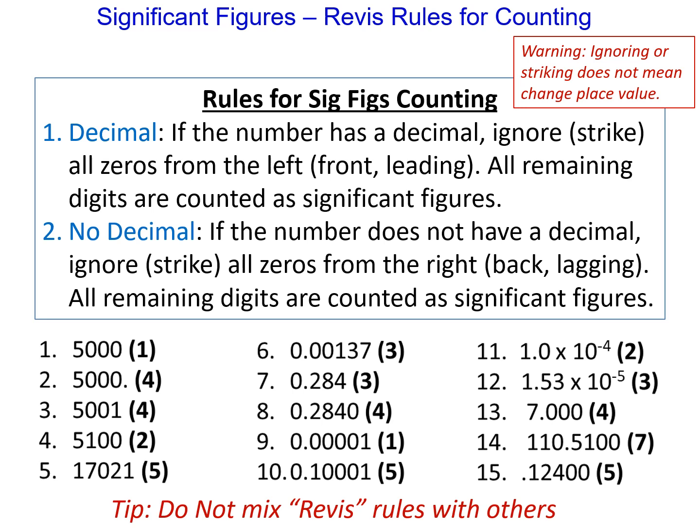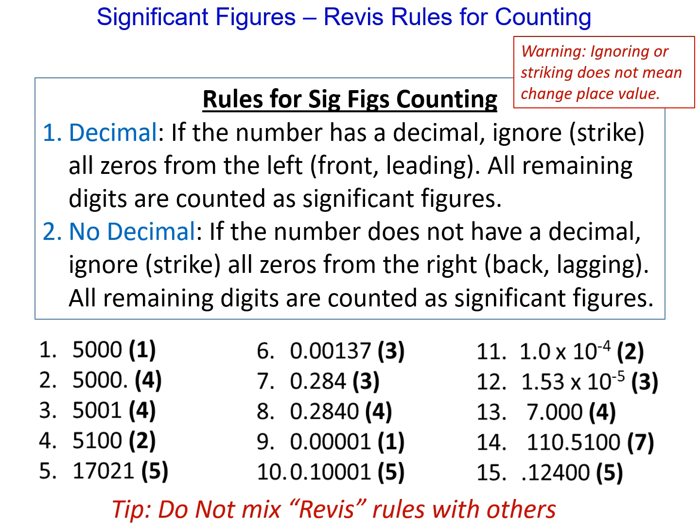Rule number 2, no decimal. If the number does not have a decimal, ignore, strike, all zeros from the right, the back lagging zeros. In other words, if there is no decimal in the number, you only look to the right side, ignore those zeros, and count all other digits as significant.